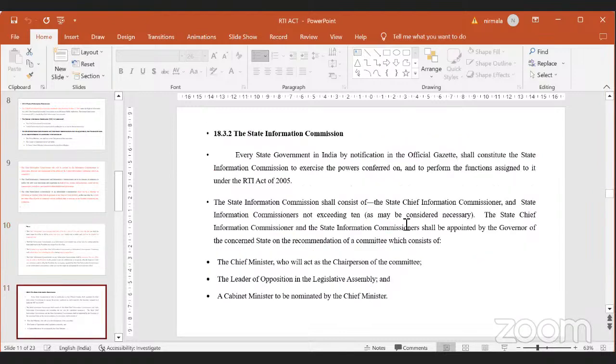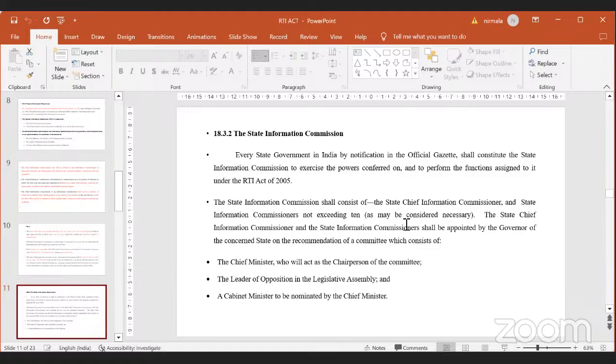When you see the State Information Commission, every state, by issuing a Gazette notification, shall constitute their own State Information Commission based on the provisions of the Right to Information Act of 2005. The State Information Commission also consists of a State Chief Information Commissioner and not more than 10 State Information Commissioners.